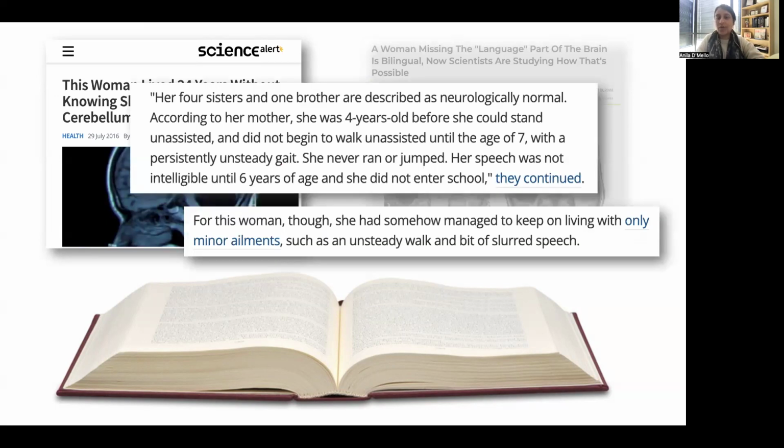But the story is actually quite different with this woman over here, right? This is a woman who didn't stand until the age of 4, didn't walk until the age of 7, never ran, never jumped, and had such unintelligible speech past 6 years of age that she never entered school. Right. So she wasn't actually able to get an education. Now, in this paper, in Science Alert, this is described as minor ailments. They seem pretty major to me, right? She's pretty impaired, having lost this part of the brain that we don't typically associate with cognition at all.